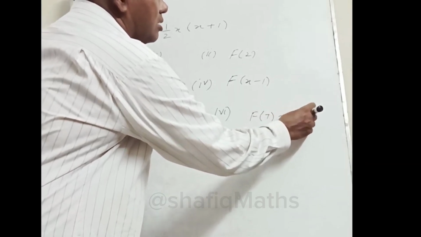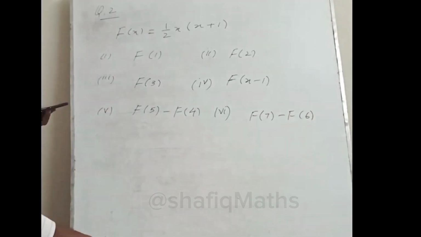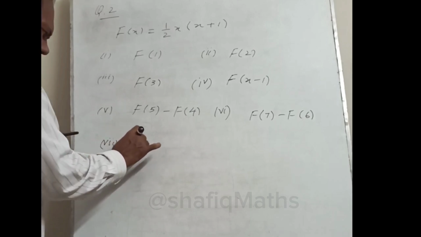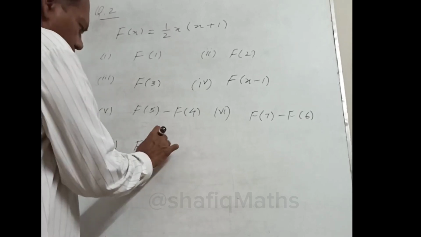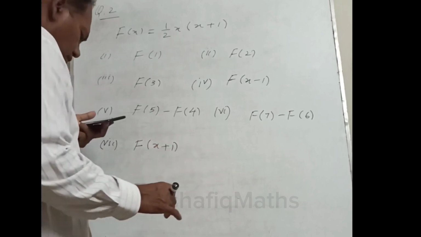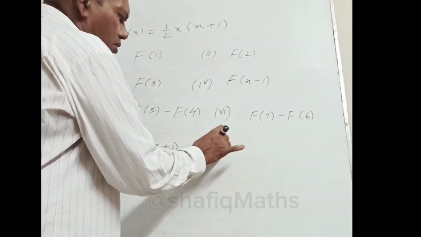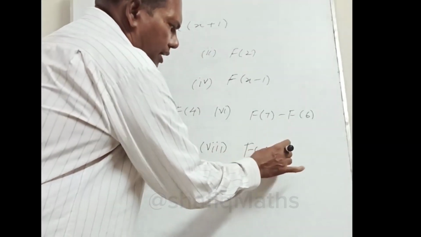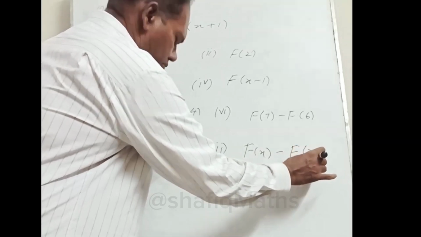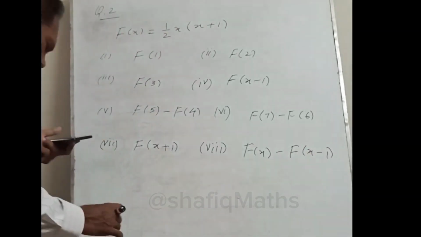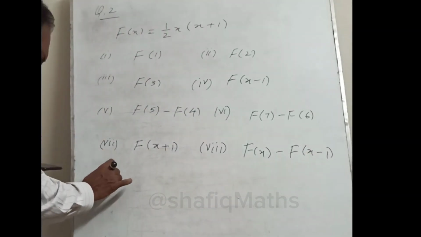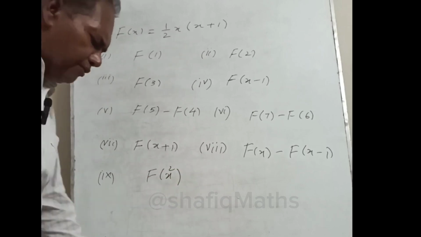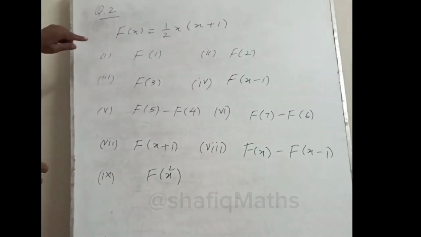minus f(6), seventh part of the question f(x plus 1), eighth part of the question f(x) minus f(x minus 1), and ninth part of the question f(x square). So we are coming to the first part of the question, that is f(1).